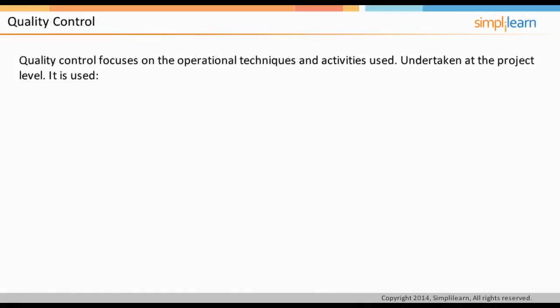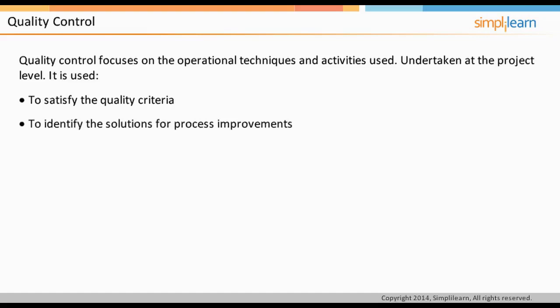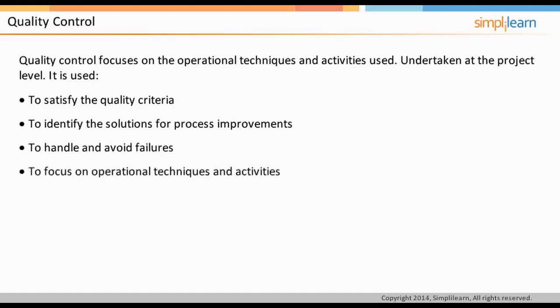Quality control focuses on the operational techniques and activities used by those involved in the project to satisfy the quality criteria. It helps in identifying the ways of eliminating causes of unsatisfactory performance. In other words, it helps in identifying the solutions for process improvement. It may introduce a change in the existing process to handle and avoid failures. This is done by improving the processes as a result of lessons learned. It focuses on operational techniques and activities. The quality control activities are undertaken at the project level. Let us move on to the next screen to understand what is included in quality control.